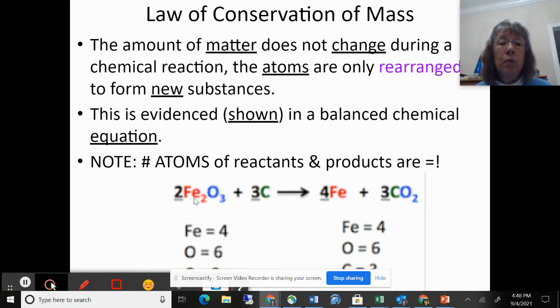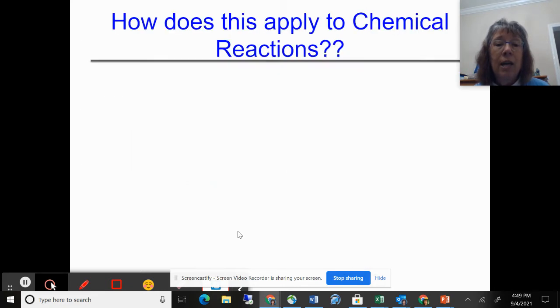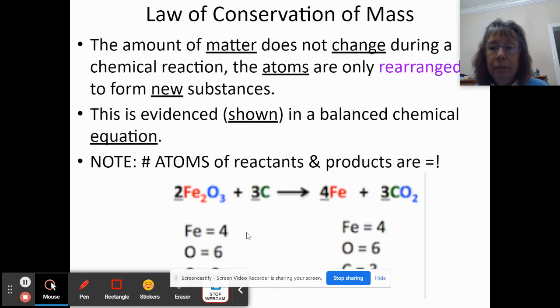So we have two molecules of Fe2O3, and so you have 2 times 2 is 4 iron atoms, and 2 times oxygen has 3, so that's 6 oxygen, plus 3 carbons, and that produces 4 irons plus 3 carbon dioxides. And you see on the reactant side and on the product side, it is equal.